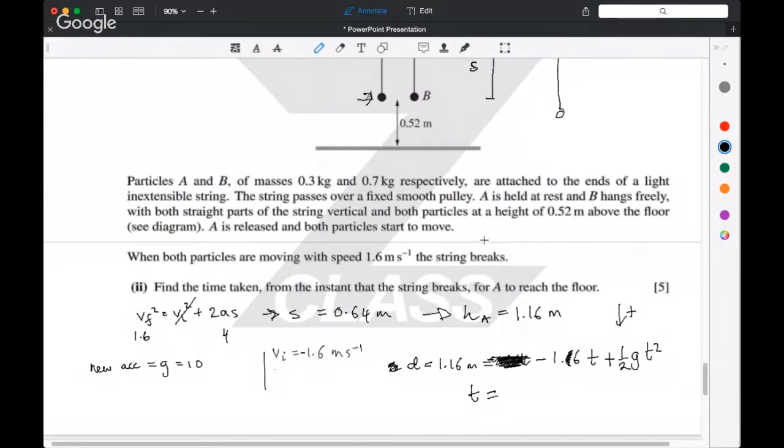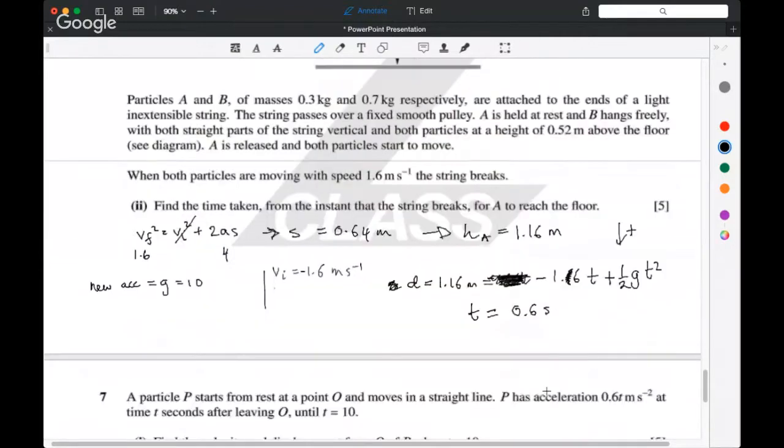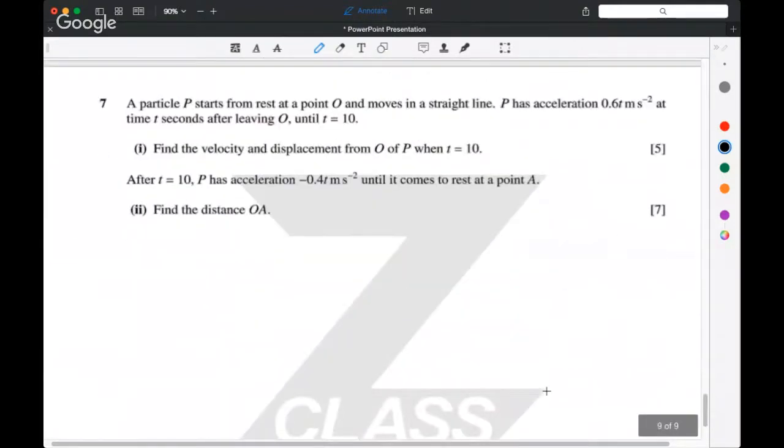Sometimes the mathematics itself doesn't know that once something has reached the ground, it stops. The mathematics might just think that it carries on and then comes back to the ground and so on. Anyway, the point is you'll find two answers for t, but only one of them will be valid, and that's 0.6 seconds. Okay.